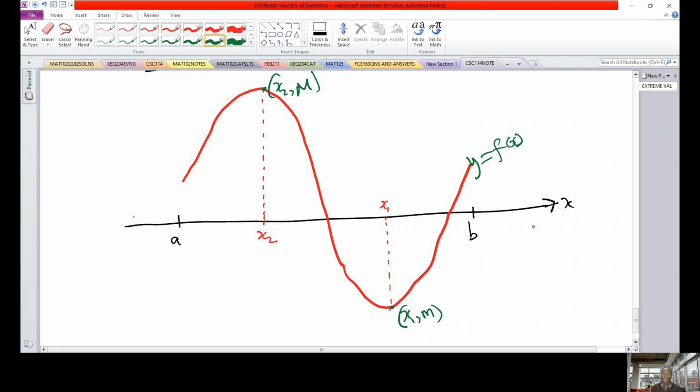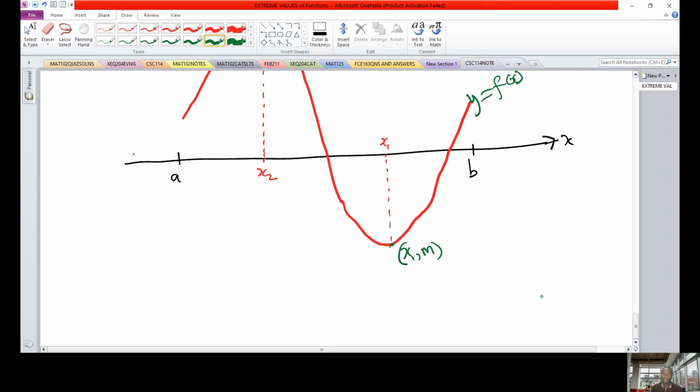So here this case shows maximum and minimum points. So remember, this is the minimum and the other one is the maximum. So this shows maximum and minimum points at interior points. We are saying at interior point because there are values between A and B.